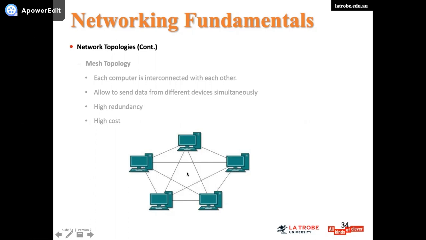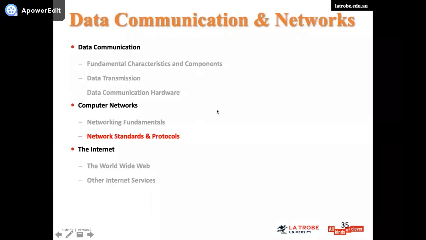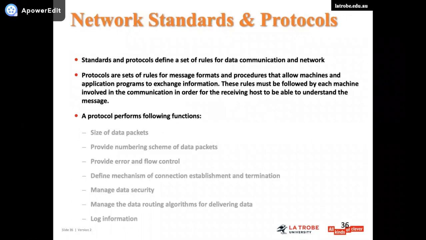And the next is network standards and protocols. So what do standards and protocols mean? Standards and protocols define a set of rules for data communication and networks. Protocols are a set of rules for message formats and the procedures that allow machines and application programs to exchange information. These rules must be followed by each machine involved in the communication in order for the receiving host to be able to understand the message.